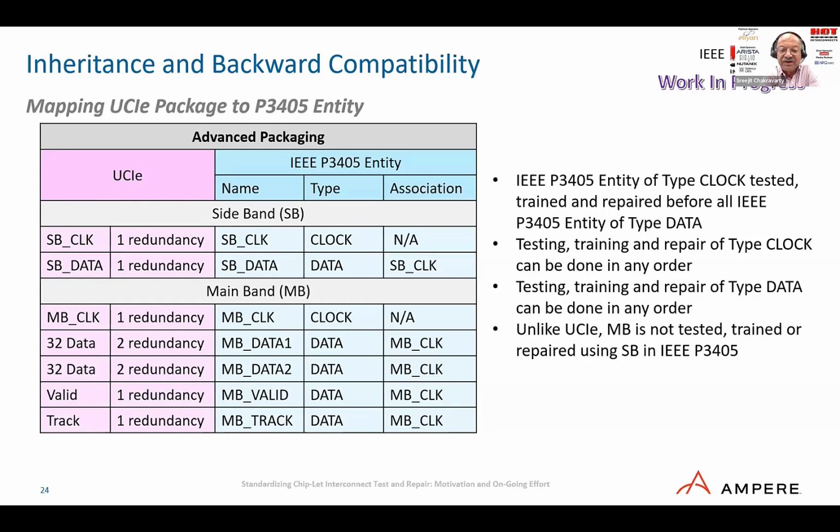Okay. So in P3405, we are going to test these entities independently. The only restriction is that if I have an association, like if I want to test the sideband data entity, then I need to make sure that the sideband clock is also tested. Okay, so I'm going to basically say that you have to first test and repair the sideband clock entity before you test the sideband data, and so on.